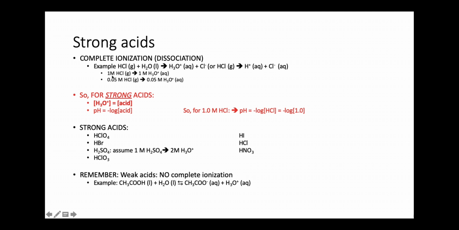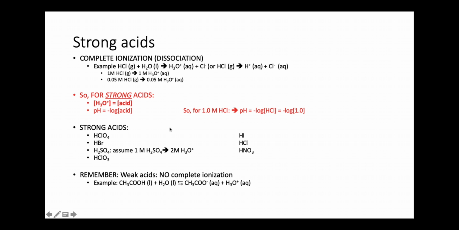So when I have 1 mole per liter of HCl, I also have 1 mole per liter H3O+. With 0.05 moles per liter HCl, I have 0.05 moles H3O+ because HCl is completely dissociated into H3O+ and Cl-. So when I know the concentration of my strong acid, I also know the concentration of my H3O+. So for here, 1 M HCl, 1 M H3O+, and I can plug that information into the pH. So if I know the concentration of my strong acid, I know the pH. Here as an example, when I have 1 M HCl, the pH is minus log of the concentration, minus log 1.0 makes 0.